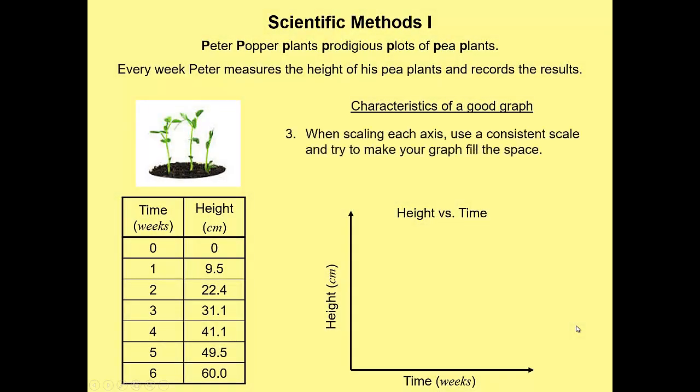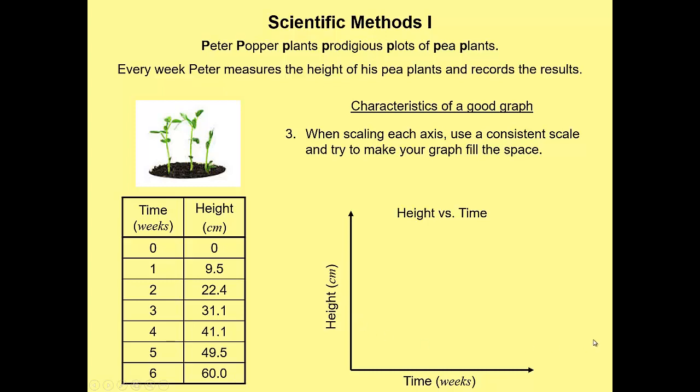Next thing you need is to scale each axis. Now, the two scales don't have to be the same, but they do have to be consistent on an axis, which means if your first line is 1 week, then your next line better be 2 weeks, and your next line better be 3 weeks. You can't go 1, 2, 3, and then 6, 9, 12 on one axis. That gets very confusing and very hard to read. But that doesn't mean if every line here is 1 week that every line here has to be 1 centimeter. Every line here could be 10 centimeters. That's fine. Just be consistent.